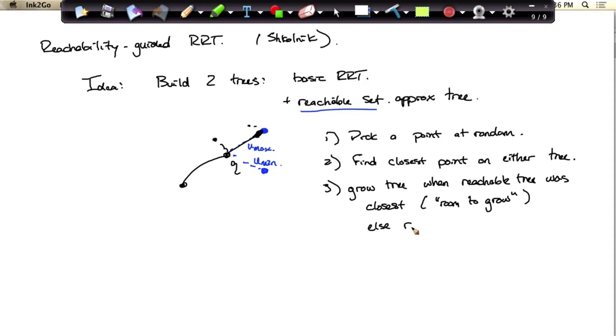Now, I hope that you're highly suspicious of that idea. I was highly suspicious of that idea. It works really, really well, at least in these simple examples. Let me try to show a few of them. And it has some of the properties that you might like.